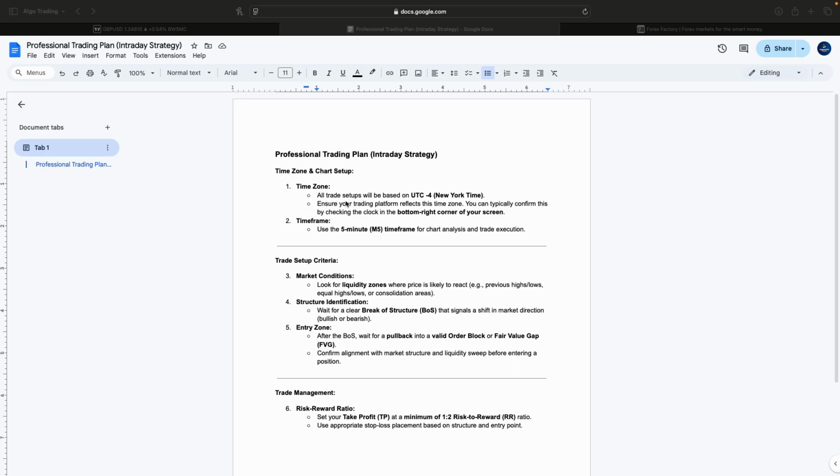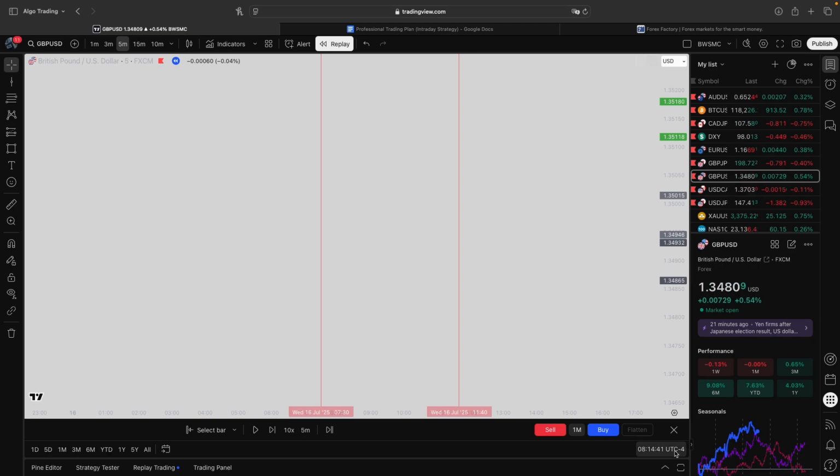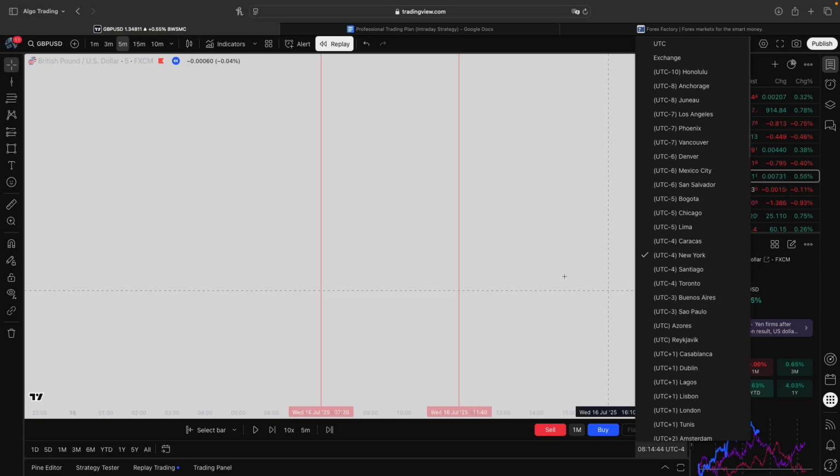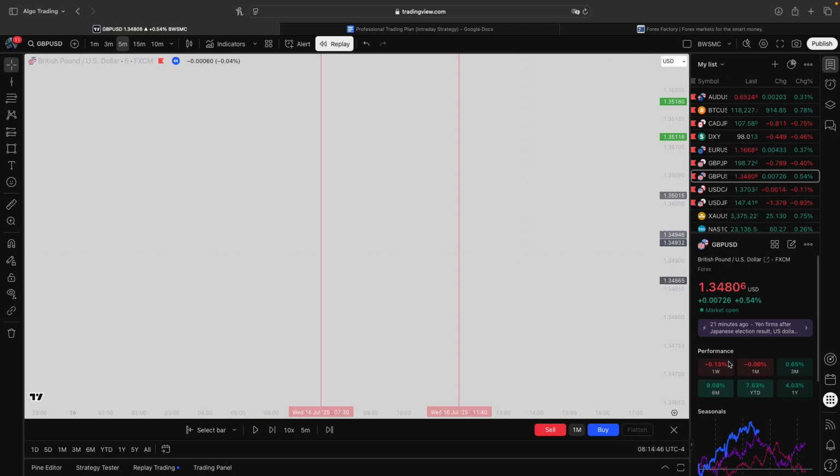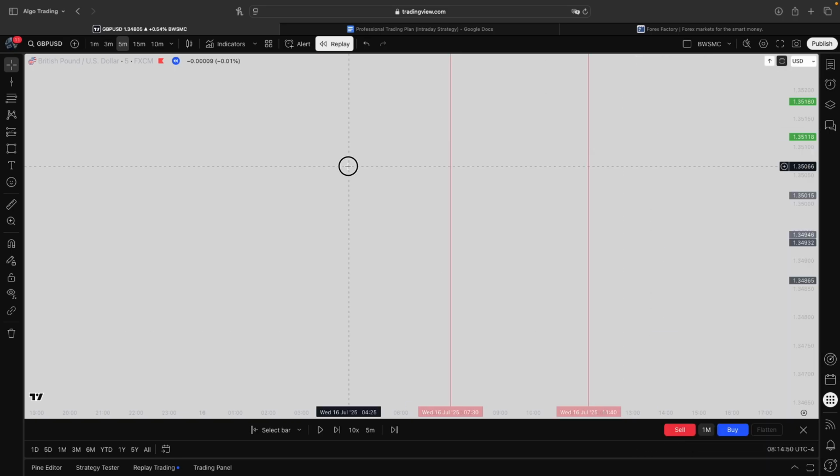So for your time zone, all trade setups will be based on UTC -4, which is New York time session. So just ensure your trading platform reflects this time zone. This is really, really important. And where can you find this? You can find this at the bottom right of the screen, which is right here. You'll just look for UTC -4 New York. And you should be able to find New York pretty easy.